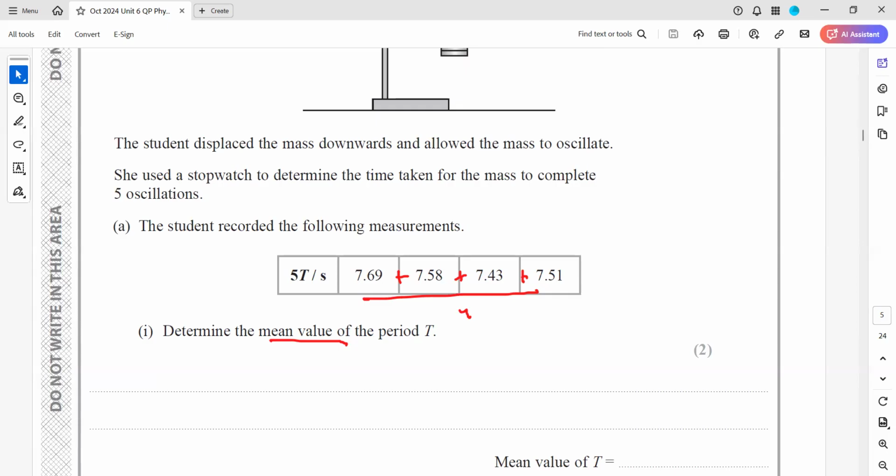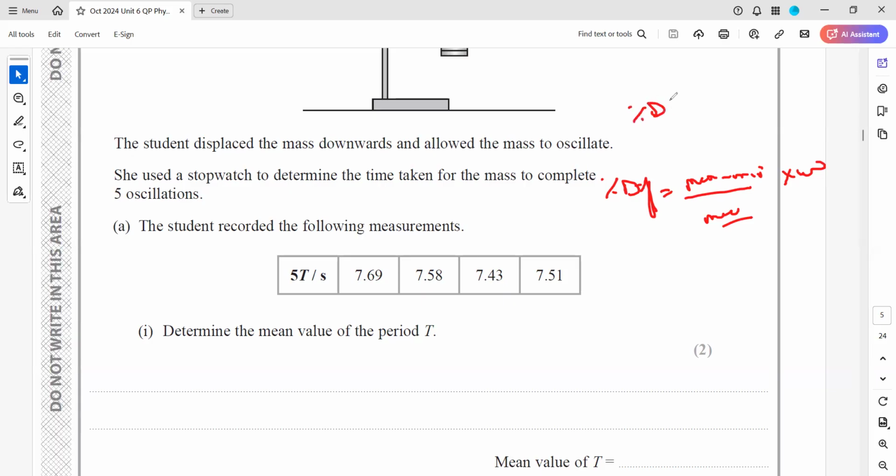No, 7.69 is not out of order. There is a 10% range rule. Percentage difference is the maximum minus minimum divided by the mean, times 100. If you're not sure, maximum minus minimum divided by the mean of the numbers, times 100. If the percentage difference is more than 10%, you ignore that value. But you will find it's not more than 10%, it's less than 10%.